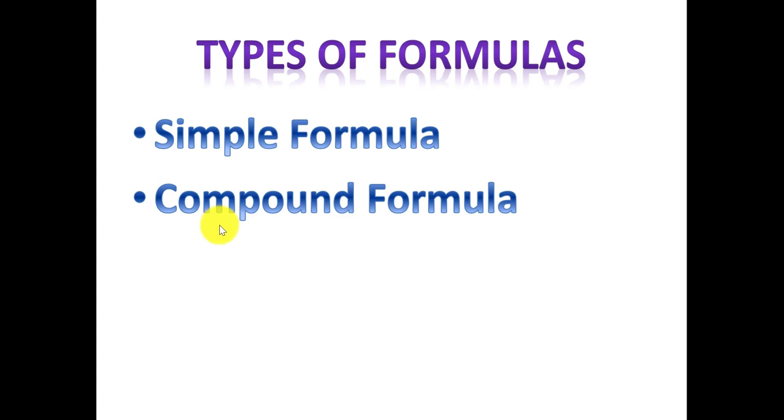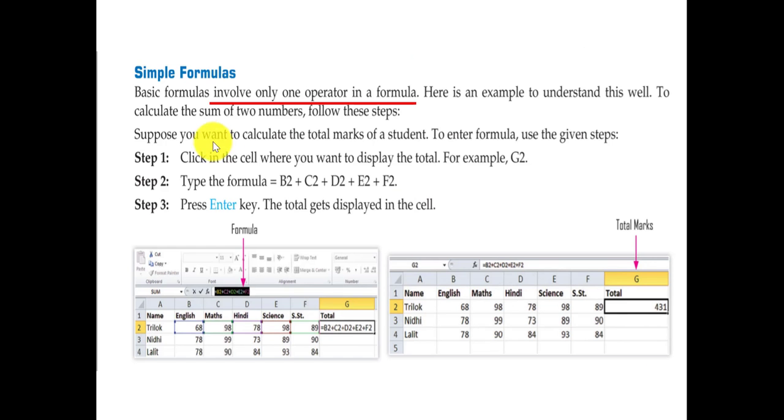Types of formulas. There are two types of formulas: simple formula and compound formula. What is a simple formula? It involves only one operator in a formula. Like when we calculate the total as B2 plus C2 plus D2 plus E2 plus F2, we are using only the plus operator. This is called a simple formula.